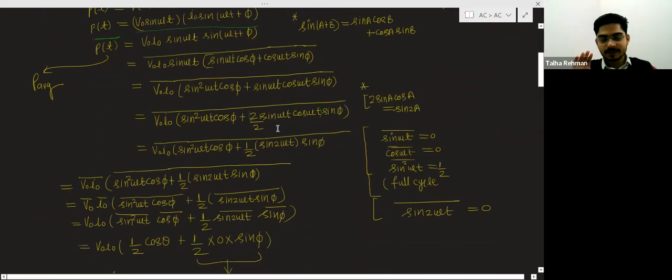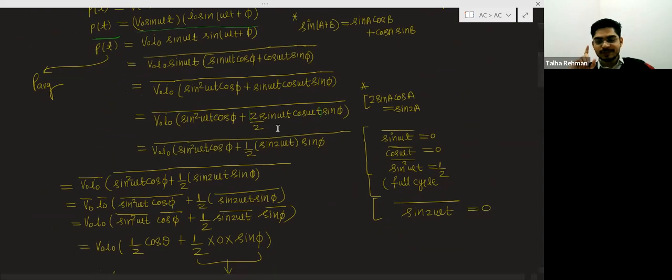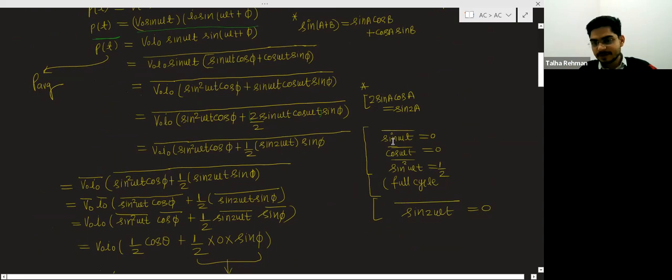This derivation is looking very complex, but believe me, when you do it two times, it will be very, very simple. I have written this so that when you revise your notes, you will get the point that the average value of sine omega t is equal to 0.